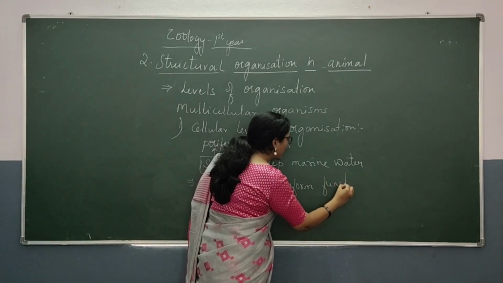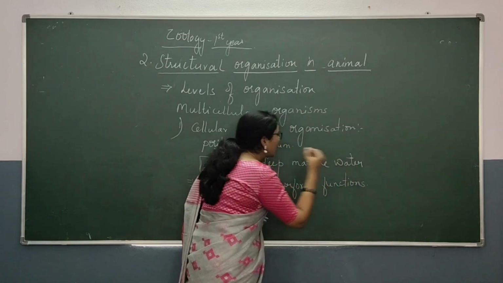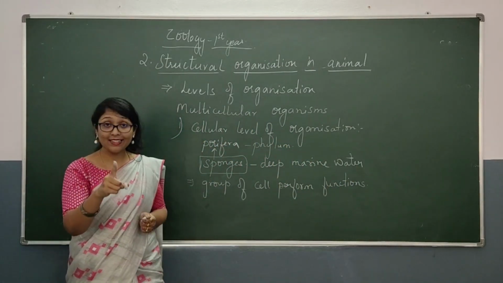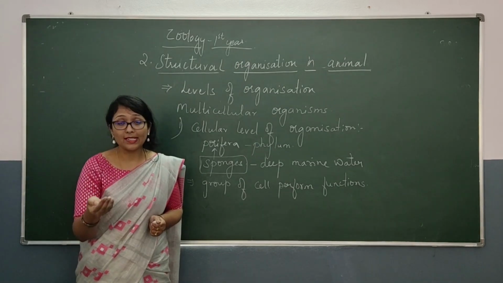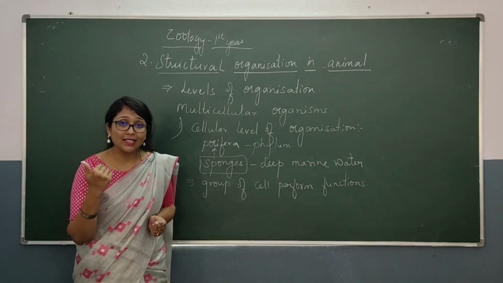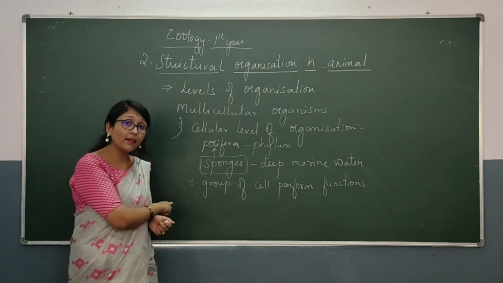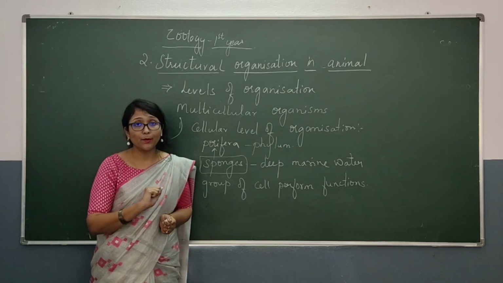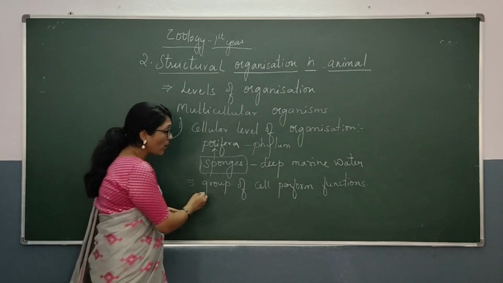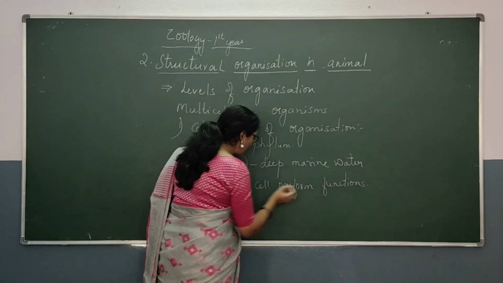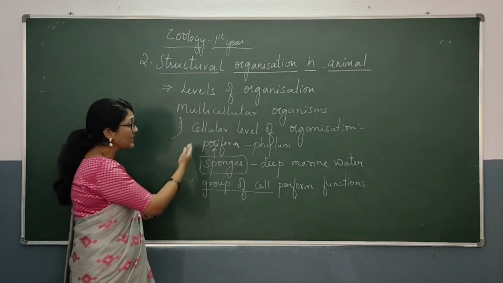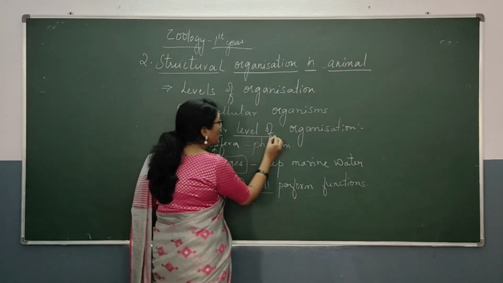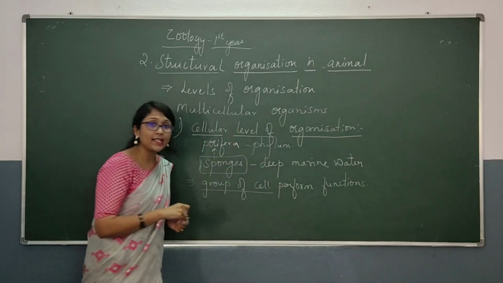Previously, what did you learn? A single cell is performing all the functions. So a little change took place, a little development took place in the evolution. What happened now? A group of cells are performing the functions. If a group of cells are performing function, that type of organization is called cellular level of organization.